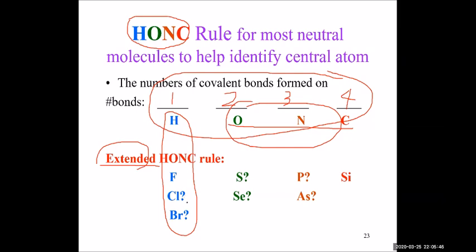I leave a question mark because there are many exceptions for these elements that have question marks. They may not follow the HONC rule listed here. But fluorine is always 1 bond. Chlorine depends. Chlorine is most often 1 bond, but can be more. And when you study Chem 1A, and even later in this chapter, you will see some exceptions. But again, for Chem 2A, we stay with the HONC rule. We don't go beyond the HONC rule. Make sure you master how to use the HONC rule to draw Lewis structures. That's the most important.